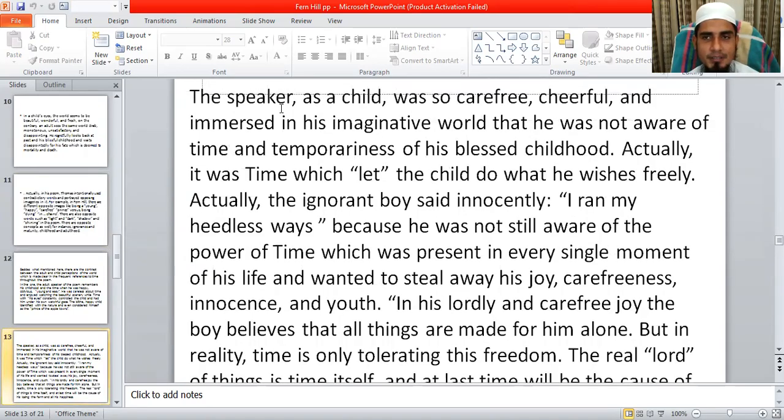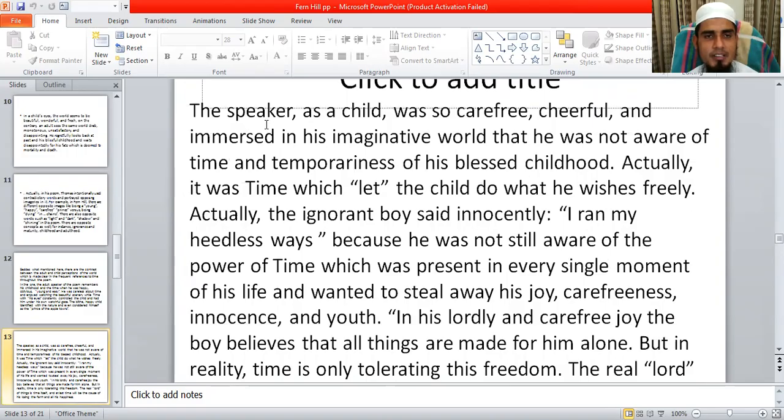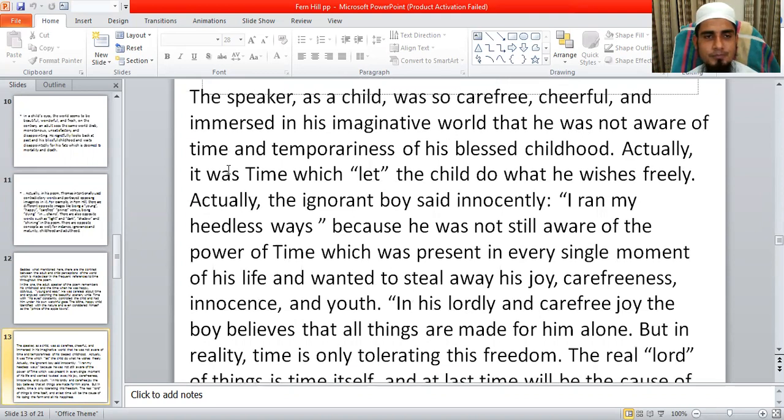So you can find here the speaker as a child was so carefree, careless, and cheerful, and immersed in his imaginative world that he was not aware of time and the temporariness of his blissful childhood. Actually, it was time which let the child do what he wished freely.